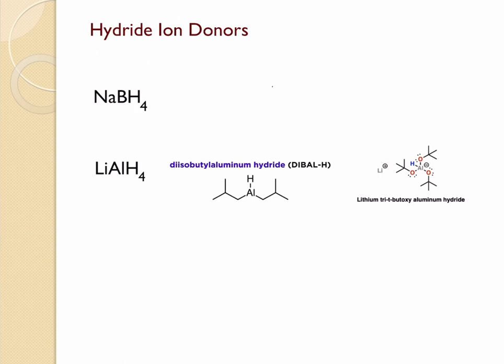Here are some hydride ion donors. We have sodium borohydride. This one right here is sodium borohydride. And next we have lithium aluminum hydride, which is a very powerful hydride ion donor, and therefore it's a very powerful reducing agent. And there are also milder versions of lithium aluminum hydride. One is diisobutyl aluminum hydride, which we generally call DIBAL, and the other one is lithium tri-tertiary butoxy aluminum hydride, where three hydrogens have been replaced by alkoxy groups.